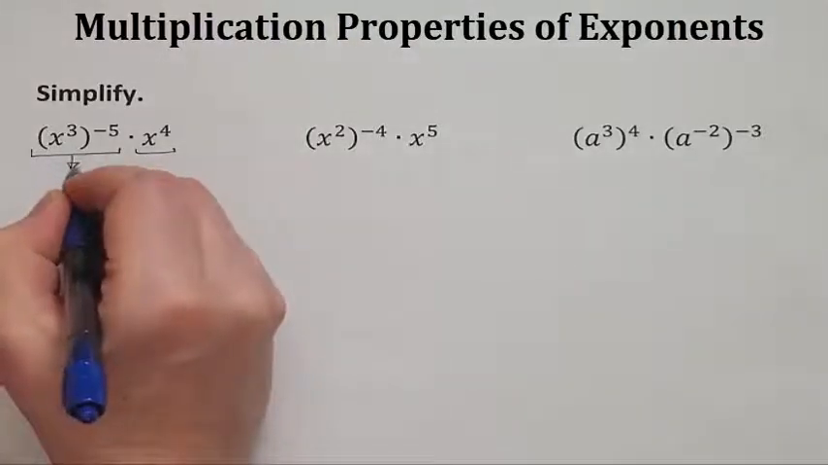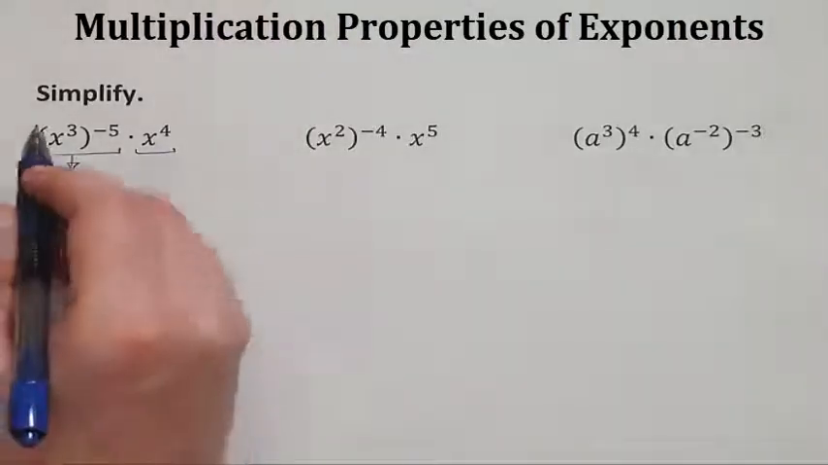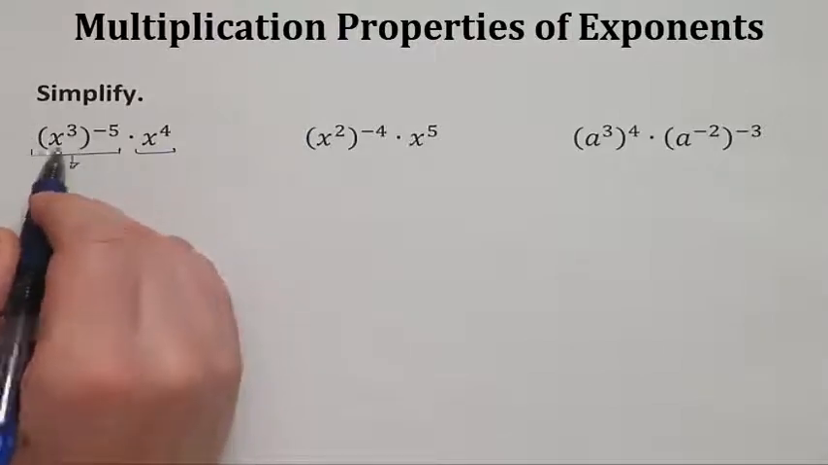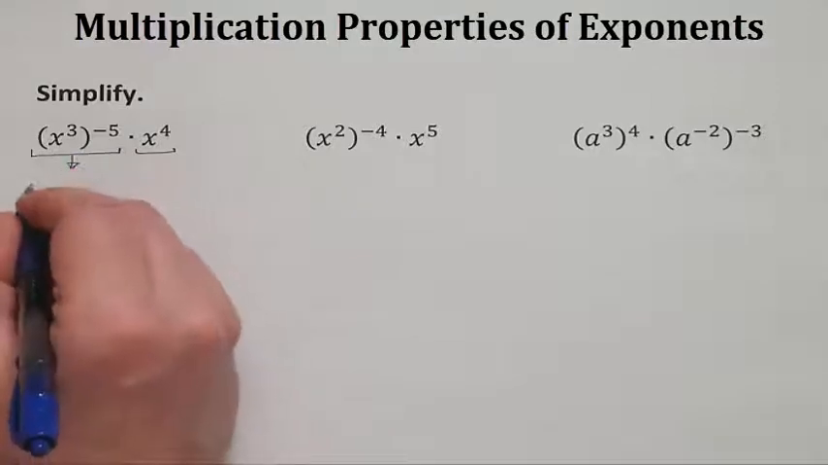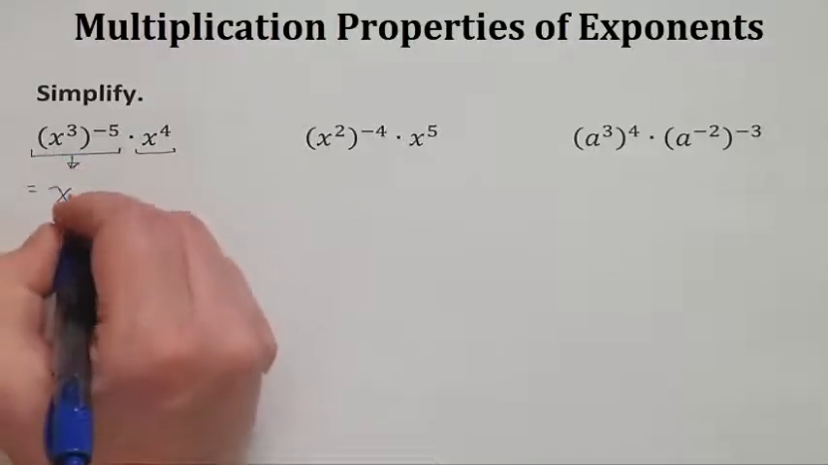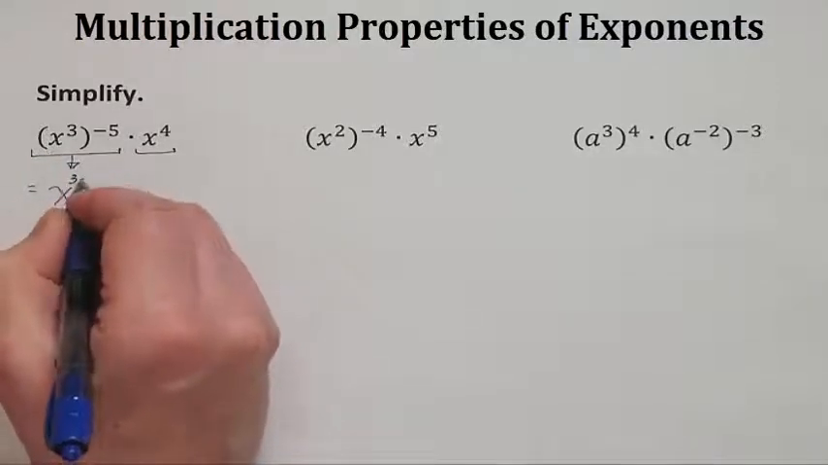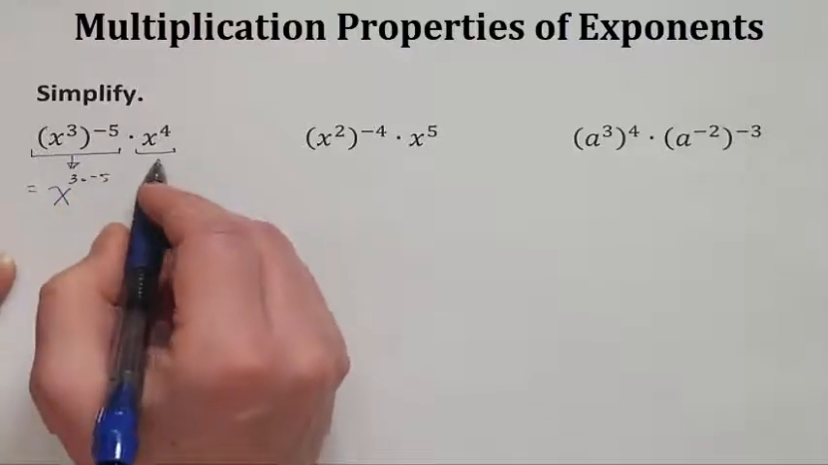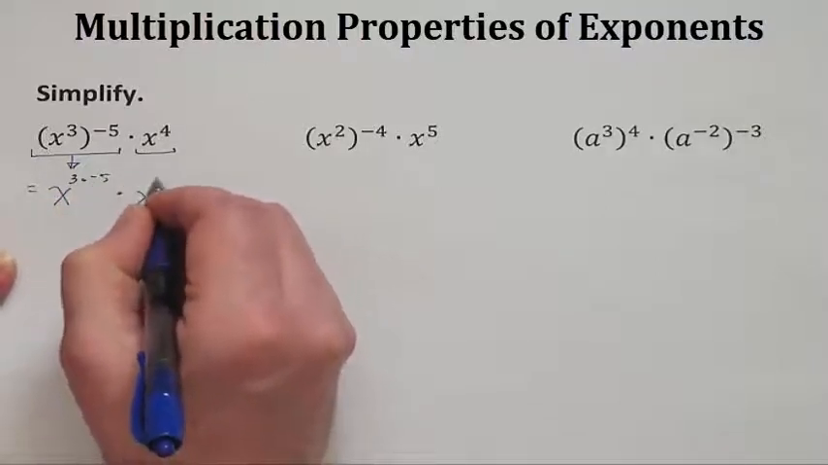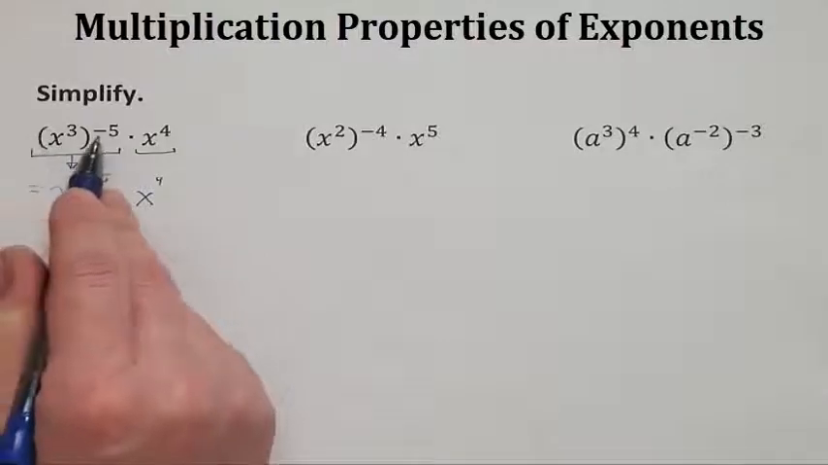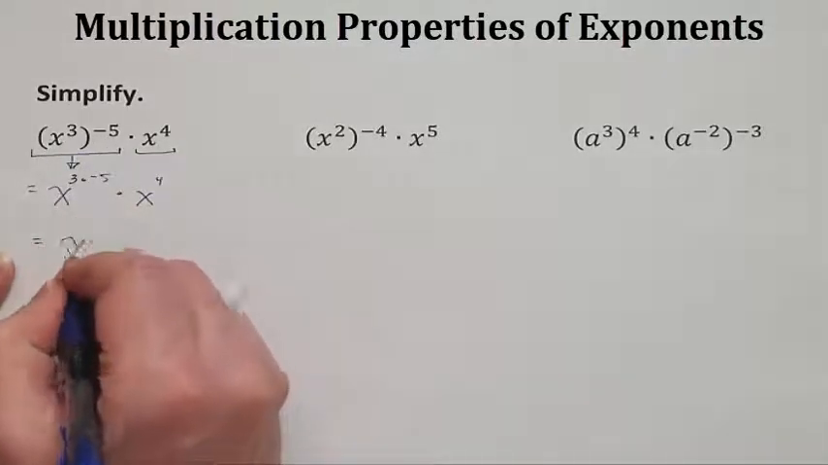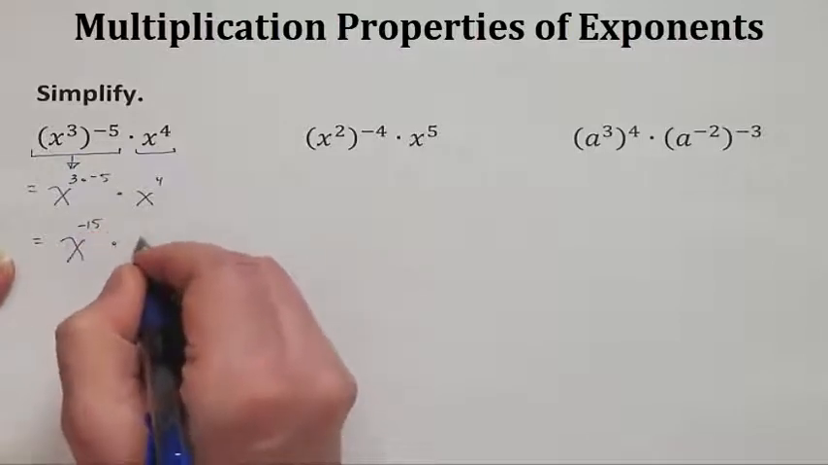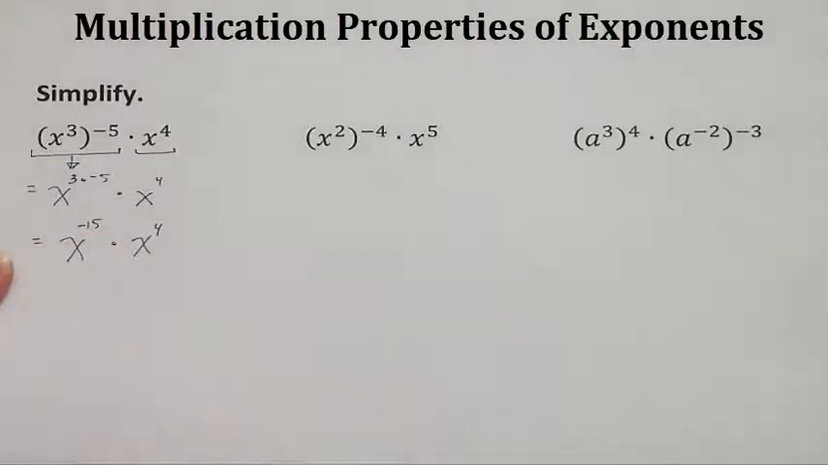We need to figure out what this part is first because there's a parenthesis. If there's parentheses, we actually don't know what we have yet. We need to finish it. So it's a power to a power, which means that the base of x is raised to these exponents being multiplied together. And we haven't done anything to this yet, so this is still x to the 4th power. We're trying to figure out what this parenthesis is first. So this is x to the negative 15 being multiplied by x to the 4th.